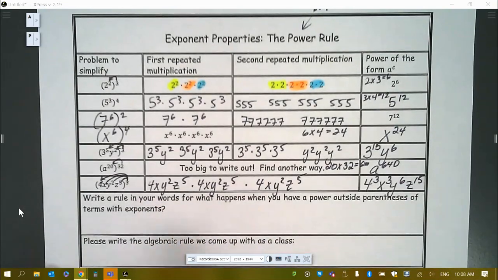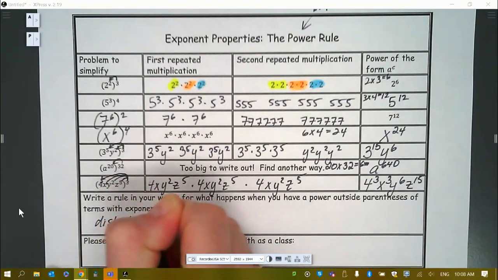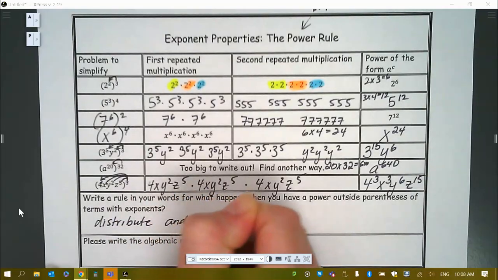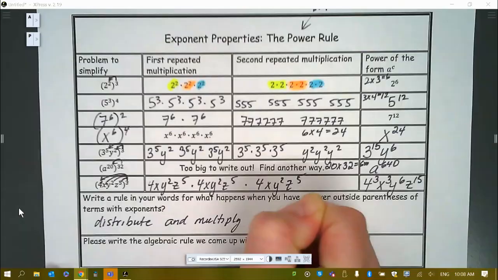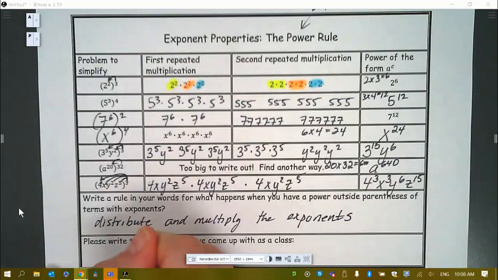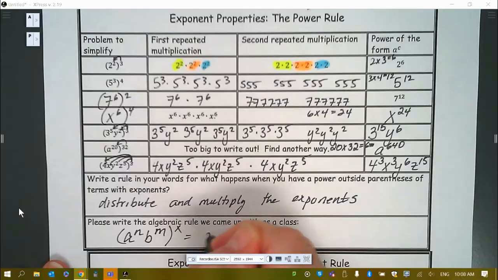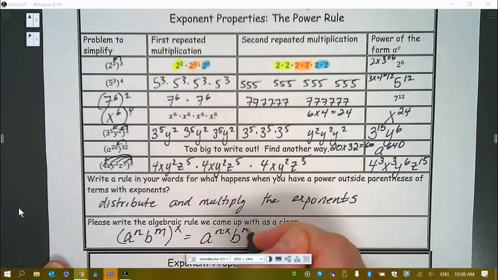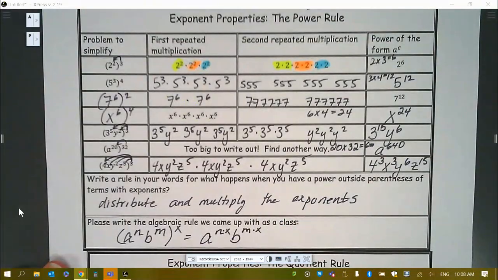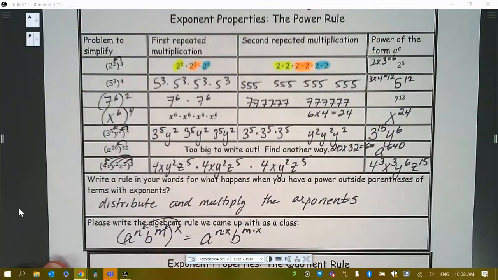So what is the rule for what happens when you put a power outside the parentheses? You distribute and multiply the exponents. So if I had a to the n and b to the m, and both of those are taken to the x power, I would have a to the nx, n times x, right? And b to the m times x power, right? Because this x gets distributed to the n and distributed to the m, and both of them are multiplied.